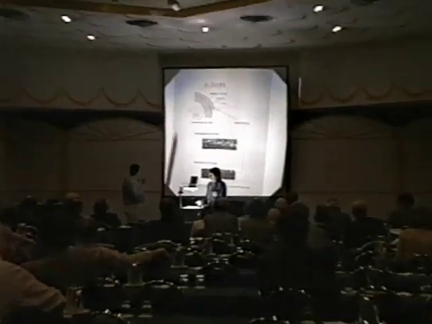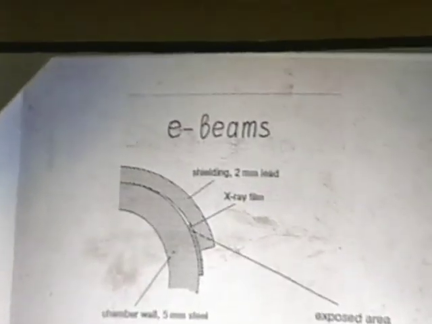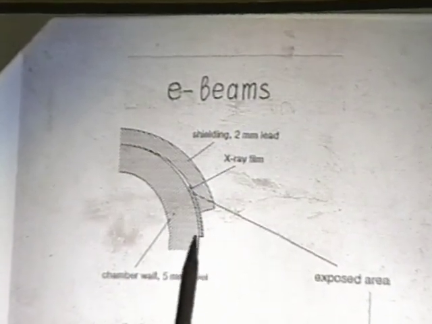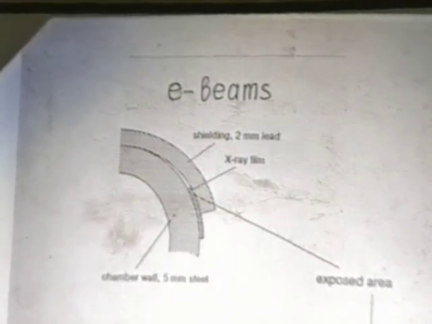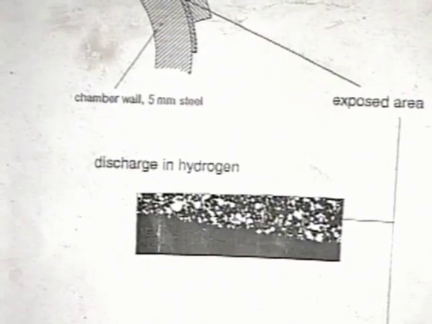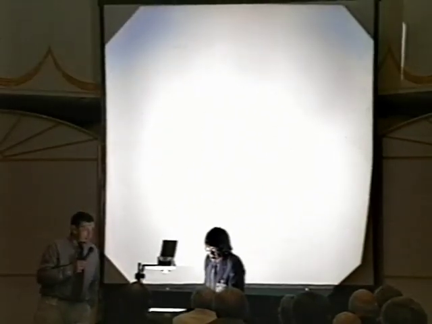In the case of the zirconium cathode, discharged hydrogen and argon show exposition behind a chamber wall 5 millimeters thick. This is a picture which is also obtained when lead shielding was installed behind the film. And this experiment had perfect reproducibility.